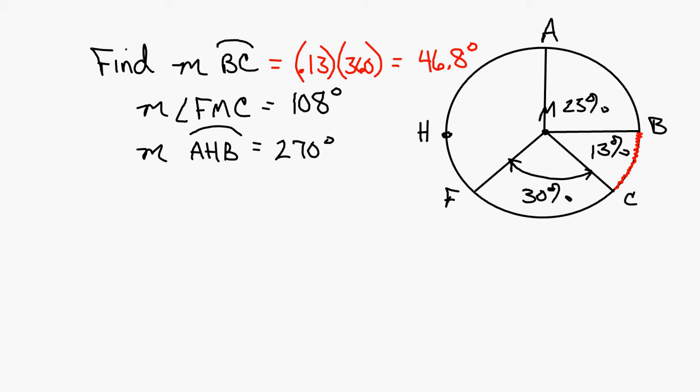Wait, how did you get that? This piece right here was 25%. That means the rest has to be 75%, from A through H and ending up at B. The rest of the circle. So 75% of 360. So 0.75 times 360.